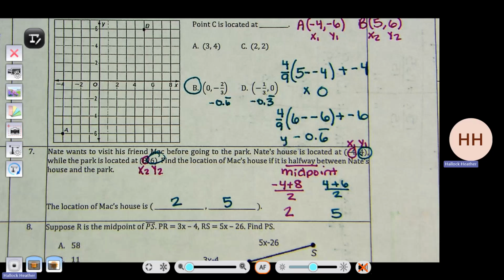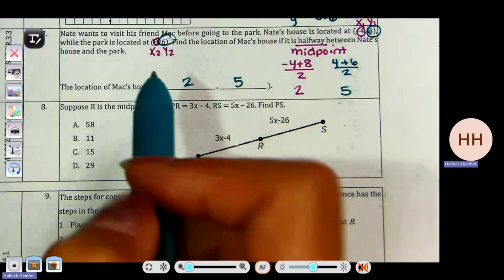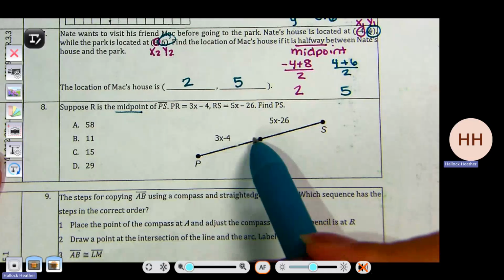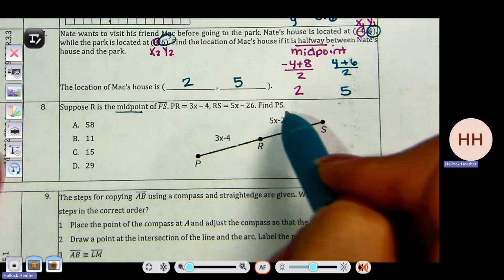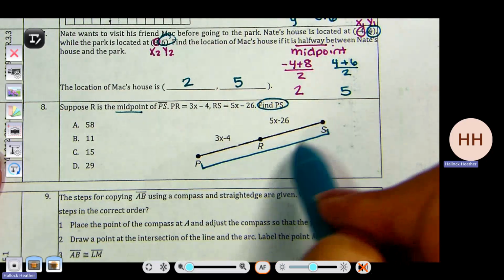For number 8, it says, suppose R is the midpoint. Midpoint means the middle of PS. PR is 3x minus 4. RS is 5x minus 26. We need to find PS. So I need to figure out how much this whole length is.